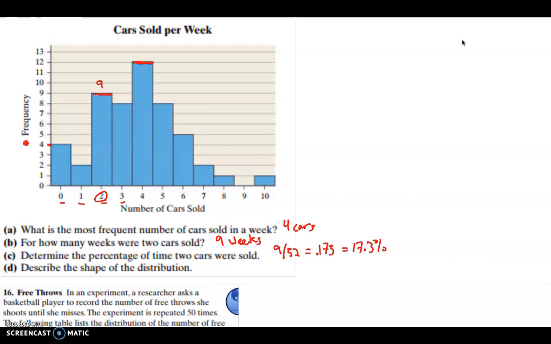or 17.3%. Okay, and then lastly, we want to describe the shape of this distribution. If we look at the general shape, we do have this peak right here, and then it drops down, and then it's peaking up. If I were to make a general shape of this thing, it would look something like this. We would peak early, and then we would start to tail off here. So the tail would be going to the right. We're stretching farther and farther to the right. Whichever way you stretch, that's where we are skewed. So this is skewed to the right.